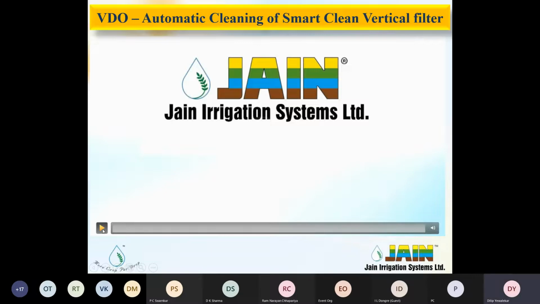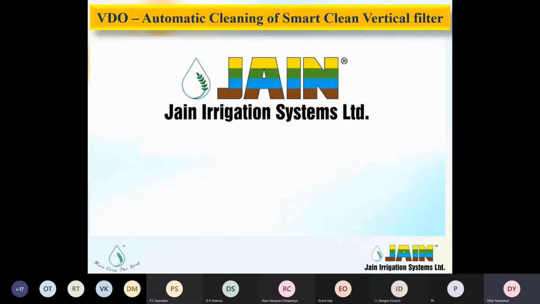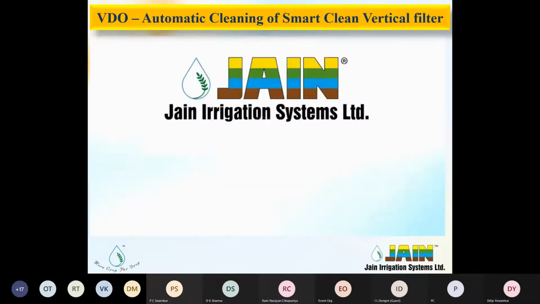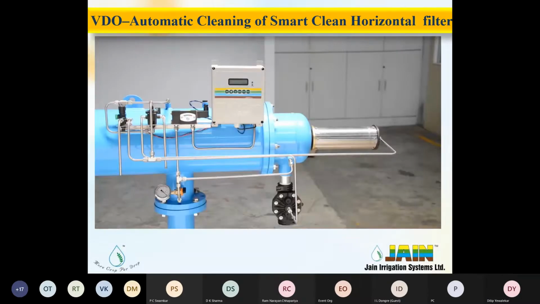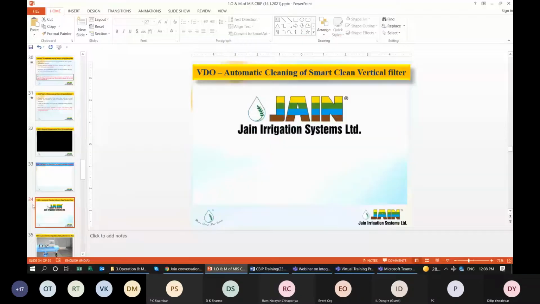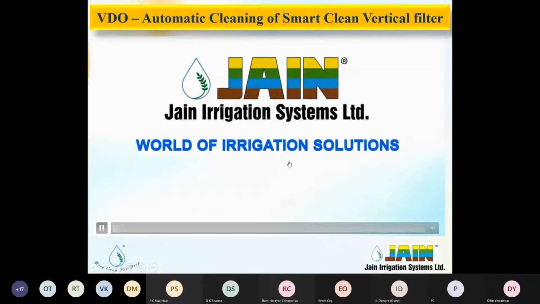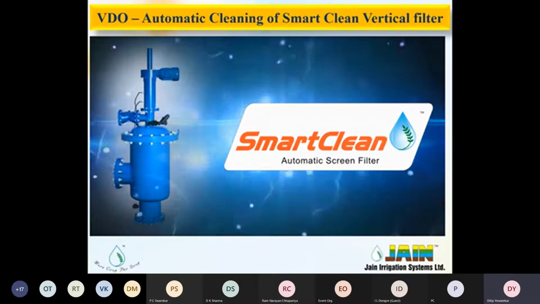Now here is another type of filter. This is an automatic cleaning smart clean filter. This is a vertical model. So here you can see the working. This filter is more advanced than other kinds of filter. This is called a smart clean filter.